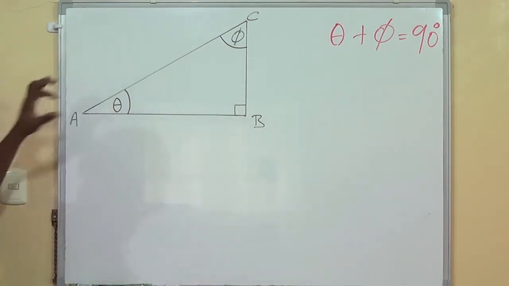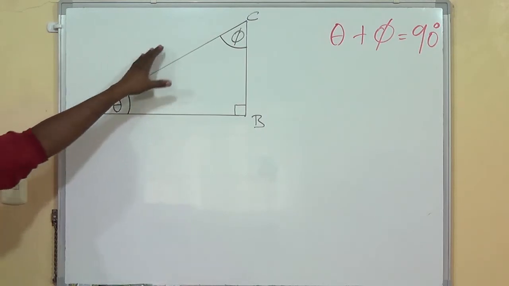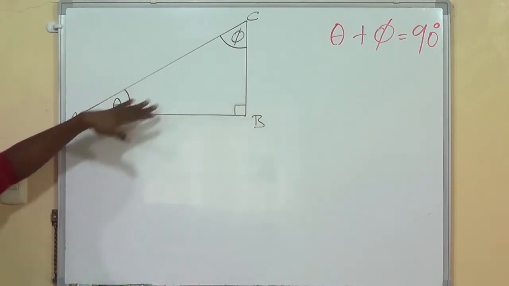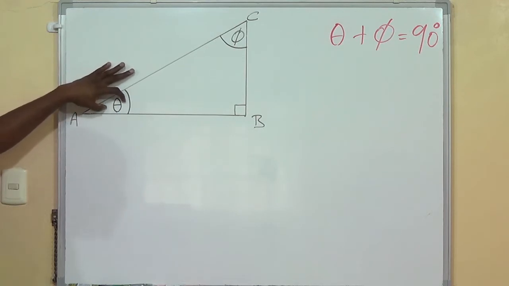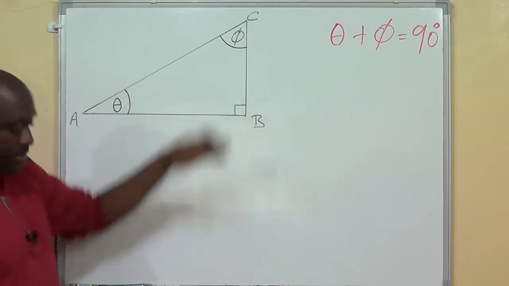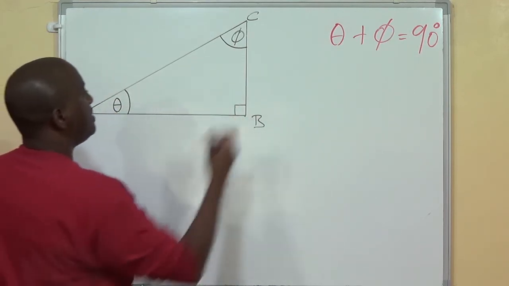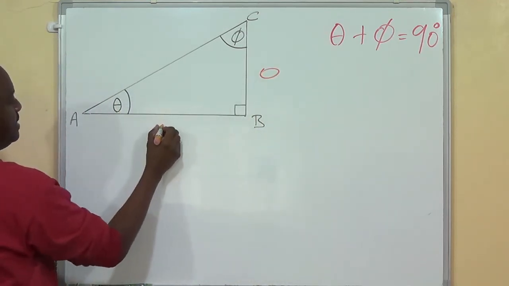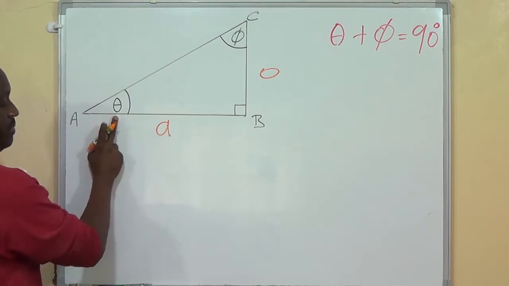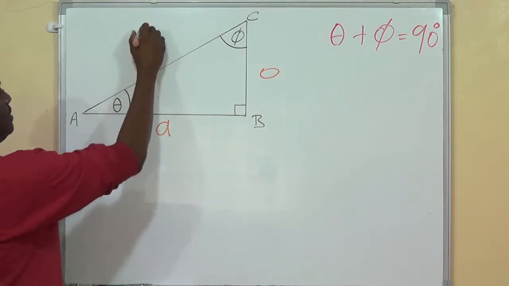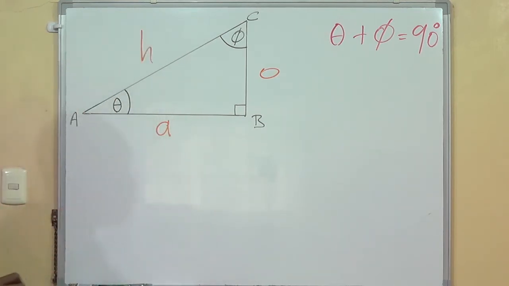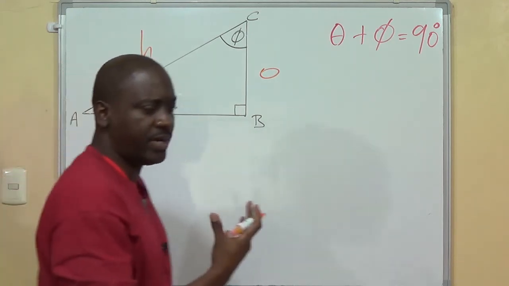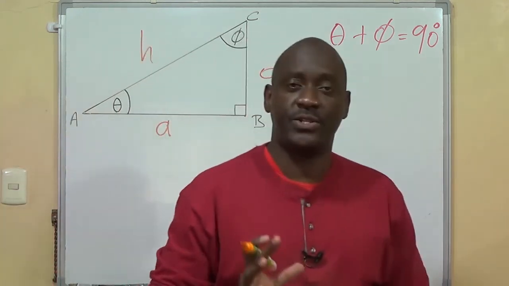So remember that your labeling of your sides is done with reference to the angle. So if this is the reference angle here, then this here would be the side opposite to your reference angle. This is the side adjacent, next to your reference angle, and of course, the hypotenuse is always the hypotenuse. Now here is where we start to describe the ratios.